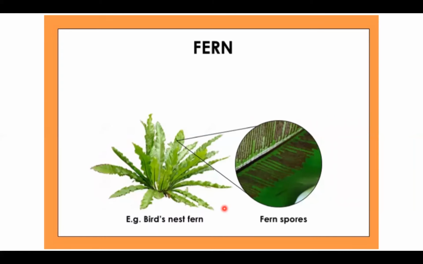The fourth type of plant is called the fern, and an example of the fern is the bird's nest fern. Ferns, they have roots or stems or leaves. And just like algae, ferns can reproduce by giving out spores. And as you can see in this picture, the fern spores can be found on the leaves of the fern.